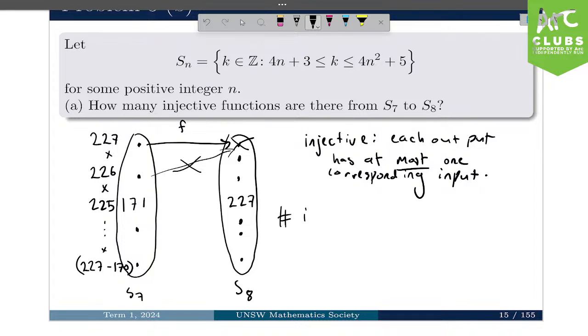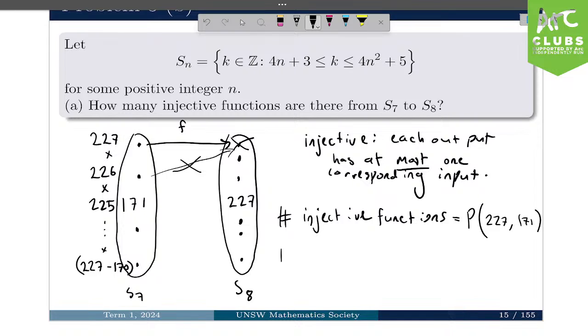So the number of injective functions is all of these numbers multiplied together, right? Most of you would recognize that as P of 227 choose 171, right? So we're choosing 171 elements from 227 elements, which is our codomain, but without repetition, okay?